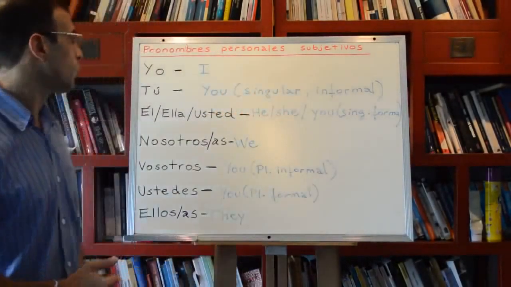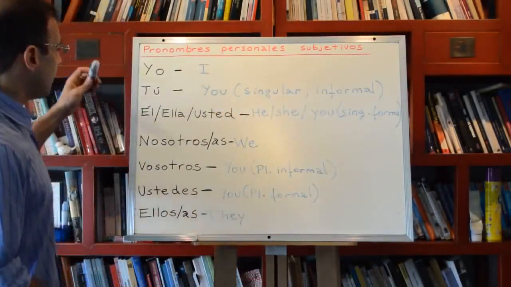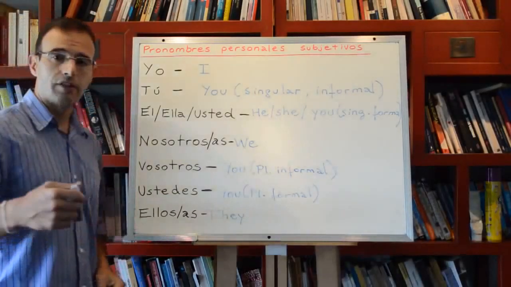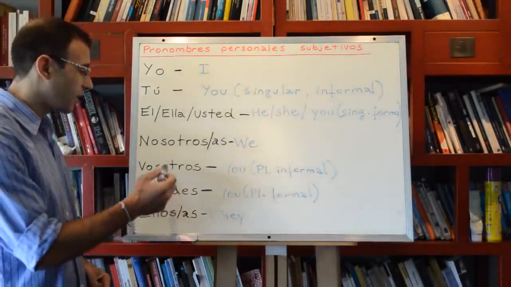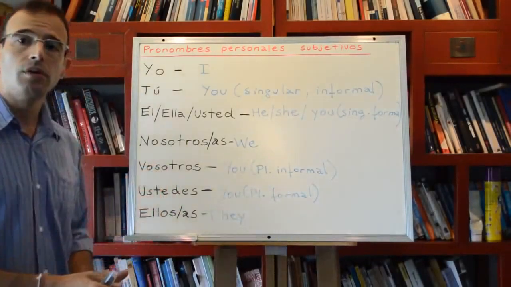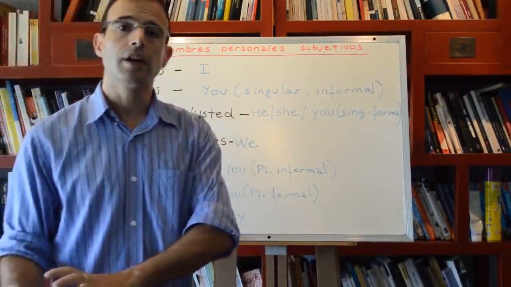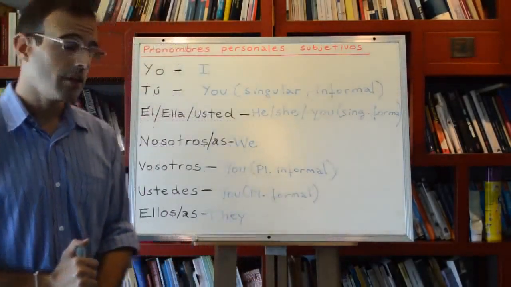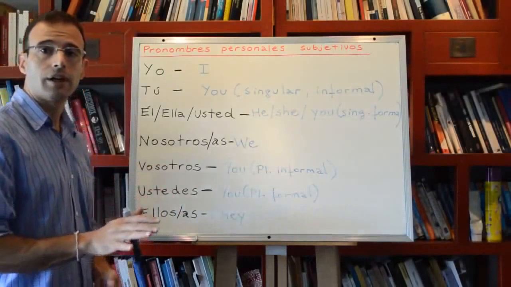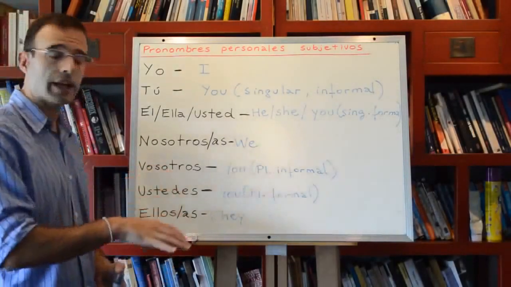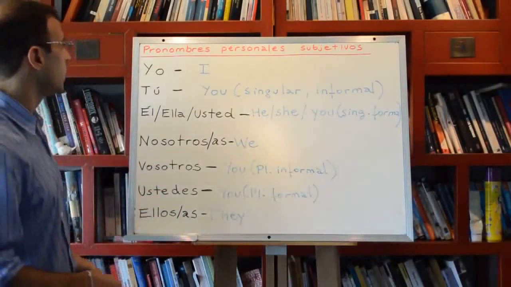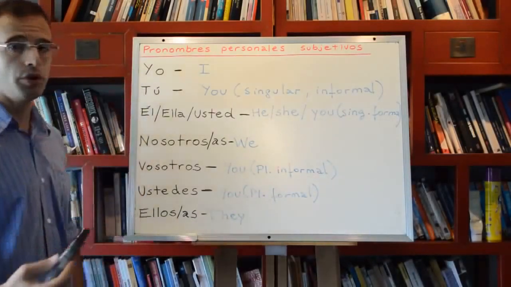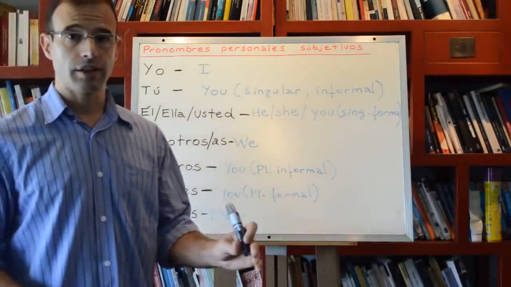Good. So once we read them all, I want to explain to you that some of them are used only in Latin America, some others only in Spain. So please stay with me until I explain that to you. Good. Yo for I, tú for you, singular and informal.